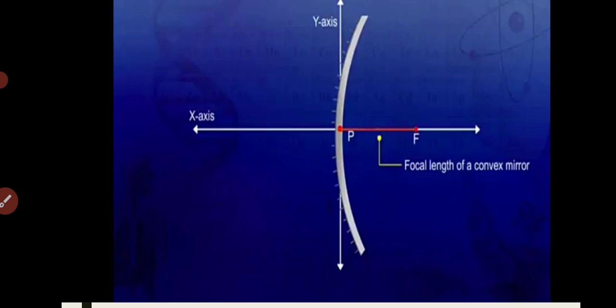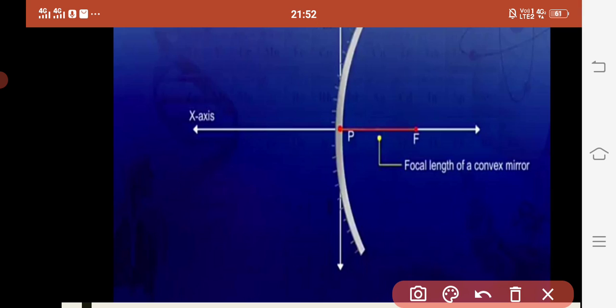Now the next rule is about focal length. As I said, all the distances towards the right are taken as positive. Therefore, the focal length in case of a convex mirror will be positive, and in case of a concave mirror the focal length will be negative. Is that clear?